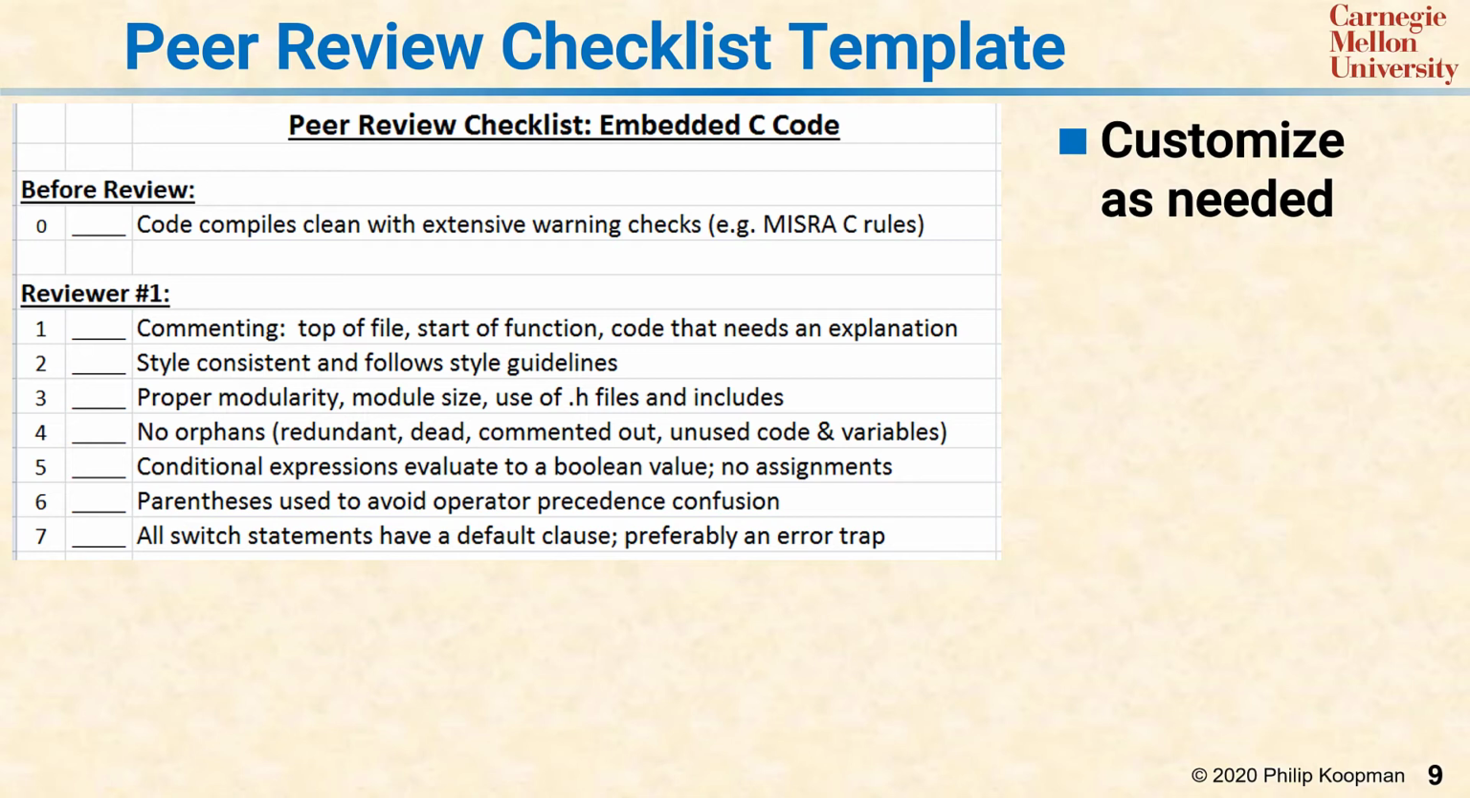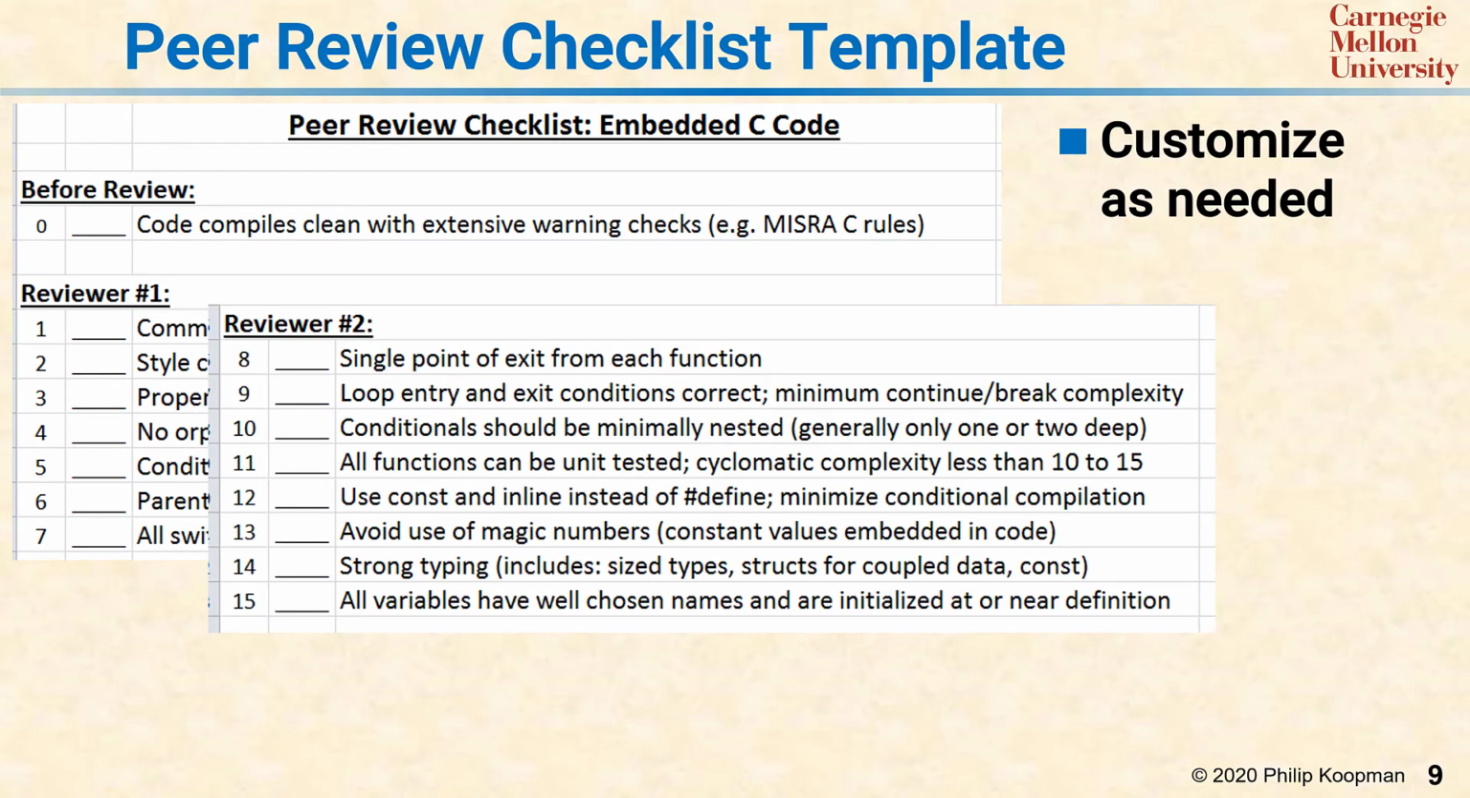As reviewer 1 is looking at a handful of lines of code and going down the first 7 items, reviewer 2 is looking at the next set of items. Reviewer number 2 is asking, is there a single point of exit from each function? Does the looping structure make sense? Does the code avoid deeply nested conditionals? Is the complexity of the code acceptable? Has the use of macros been reduced, minimized, or even completely eliminated?